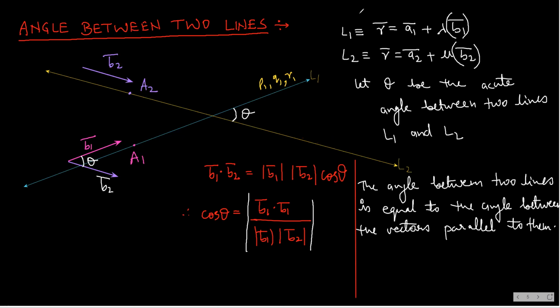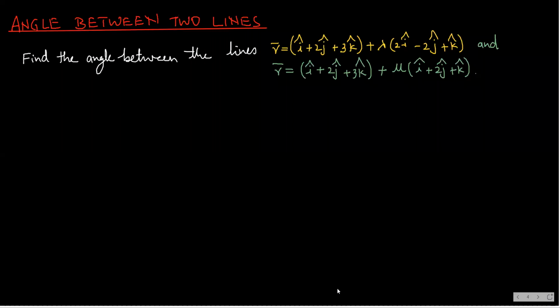It is on the screen, cos of theta, that is with the help of dot product, and we will get the angle between the lines. I hope you followed it. Copy this. So based on the concept of angle between two lines, let us solve this question.